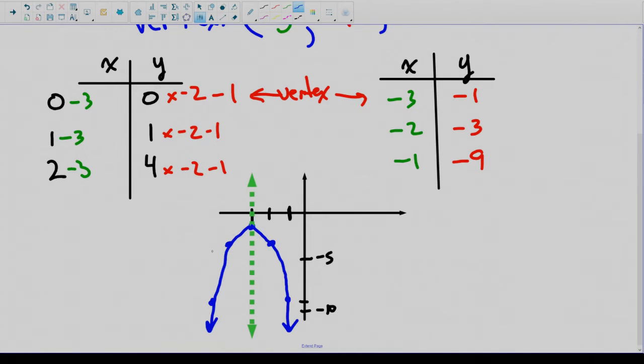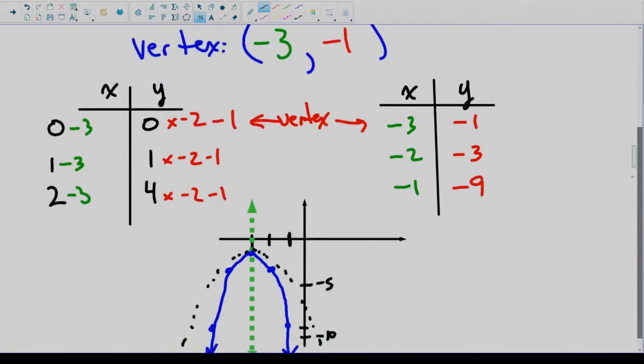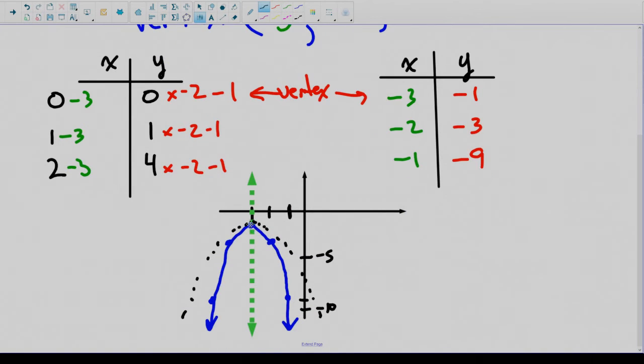But the regular parabola, if I kind of draw in what it would look like, it would do something like this. It would be wider, because the stretch of the blue one makes it narrower. Okay, but it is a little bit hard to see. However, our coordinates are correct, so we're trusting the math here. And then our vertex is at -3, -1. And we can see our vertex.